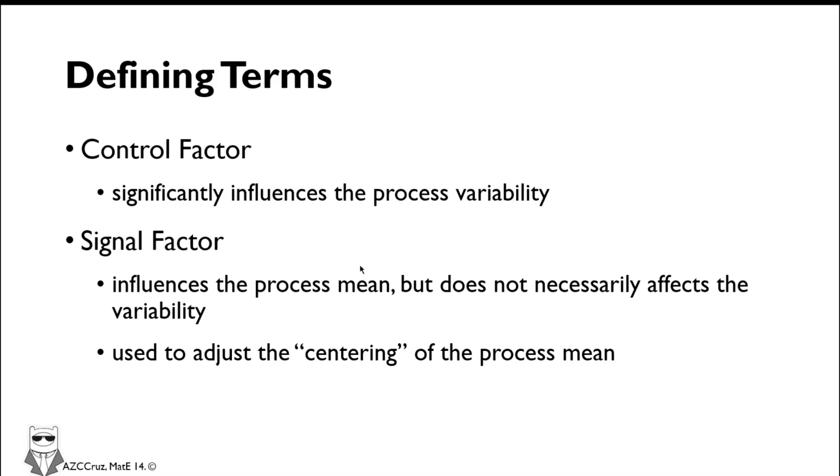10 plus minus 5. Ang ginagawa ng signal factor, let's just say roll gap yung binabago natin, no? So adjusting the roll gap actually changes the process mean. So for example, from 10 plus minus 5 nagiging 8 plus minus 5 siya. So bumaba yung process mean natin or response variable natin. So yun yung signal factor. Directly ina-affect niya yung process mean. Okay? So usually ginagamit natin ang signal factor to adjust the centering of the process mean.